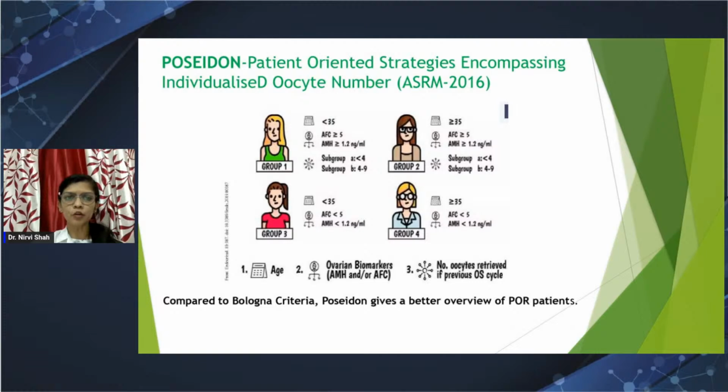So let's briefly go through it. It was divided into 4 groups. Okay. So group one was age less than 35 with a good ovarian reserve, meaning AFC more than 5 to 7 and AMH more than 1.2.